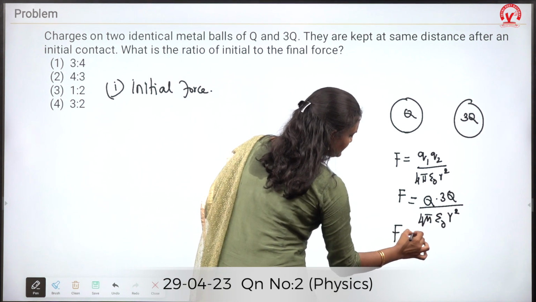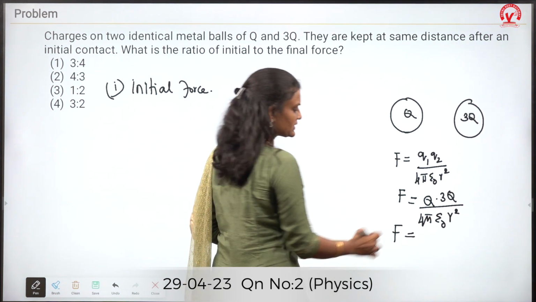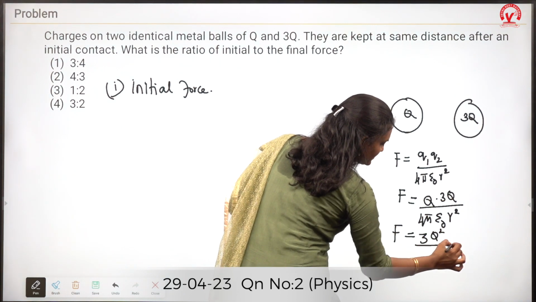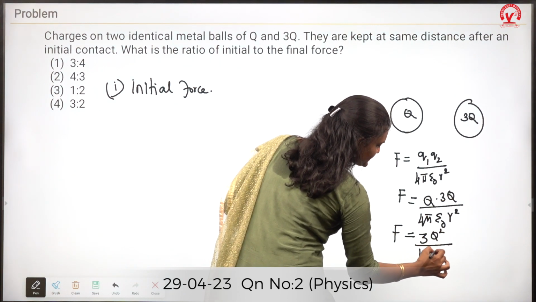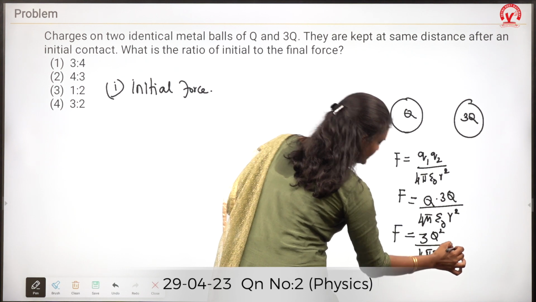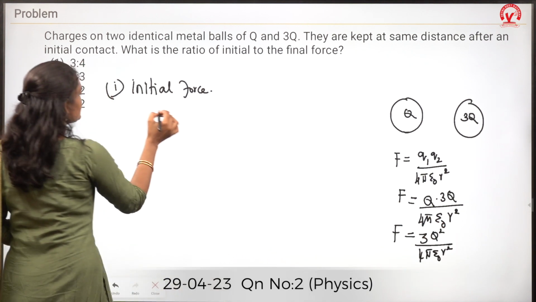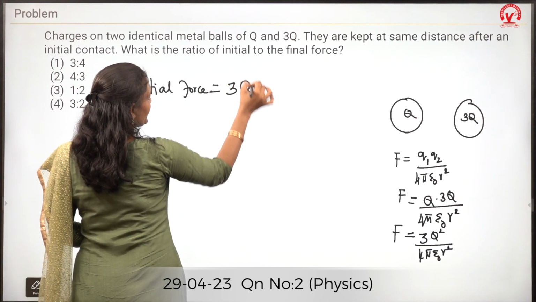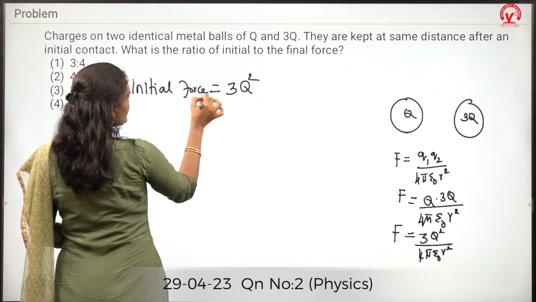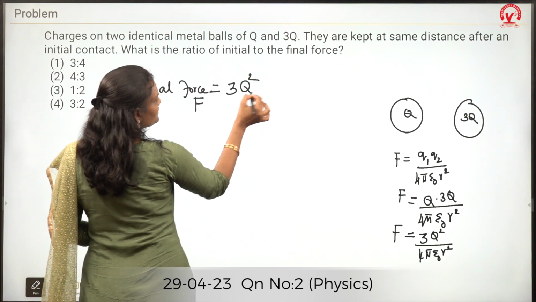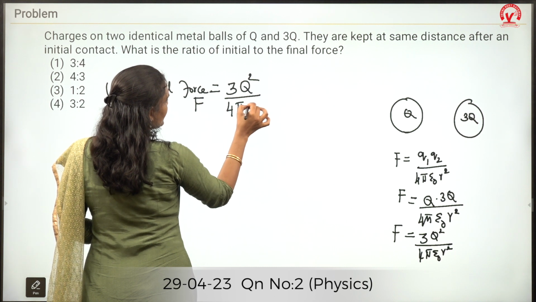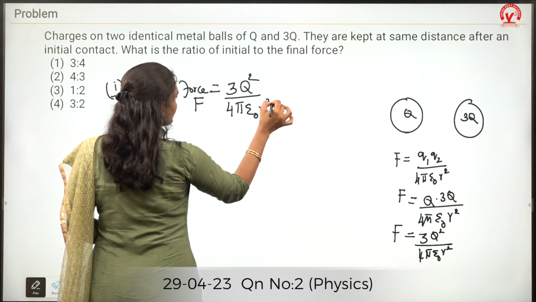This is the initial force, which can be written as 3Q square divided by 4 pi epsilon naught r square. I am taking the initial force as F. So F is equal to 3Q square divided by 4 pi epsilon naught r square.